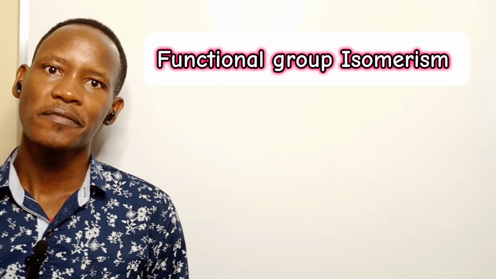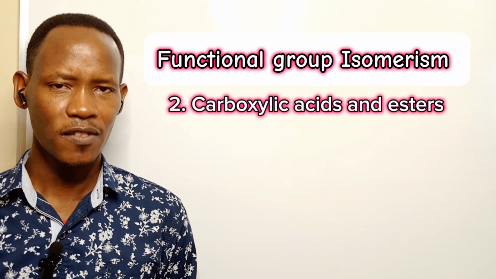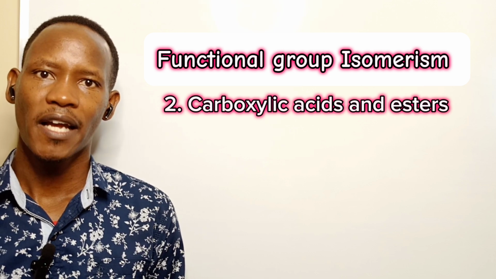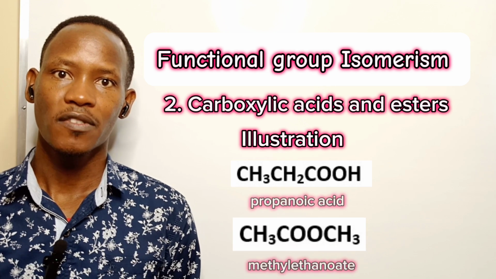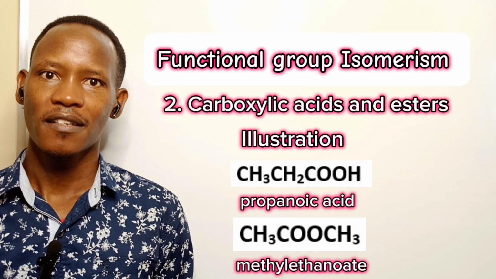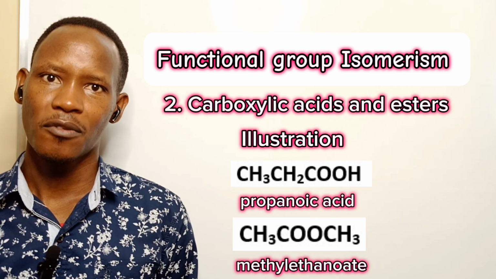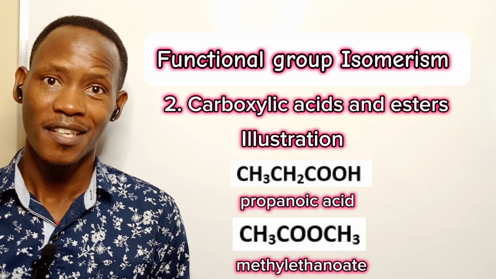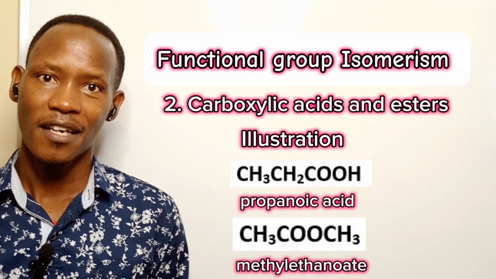The second example to illustrate, displayed beside me here, is that carboxylic acids are also functional group isomers of esters. And displayed there, we do have the carboxylic acid that is generally known as propanoic acid, and the corresponding ester displayed there is methyl ethanoate. Now notice that the two don't have the same functional group and therefore end up being functional group isomers.